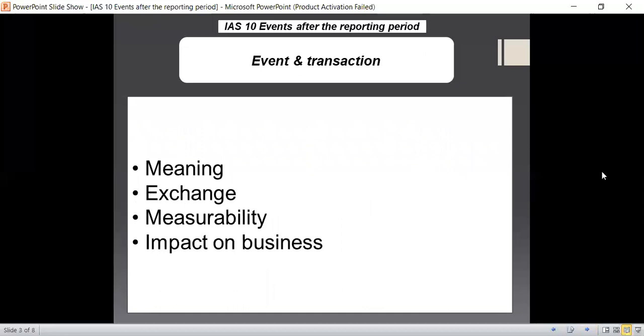Now let us have a look at the distinctive points between events and transactions. As far as the meaning of event is concerned, we say that all of the incidents or occurrences that relate to the business or have an impact on the business of the entity are said to be events. But on the other hand, those events which have an immediate and measurable monetary impact on the books of accounts of the company are said to be transactions. The point of distinction is measurable monetary impact on the books of accounts.